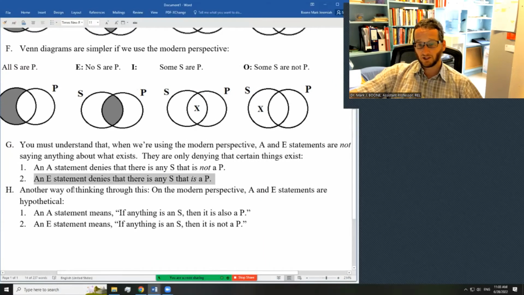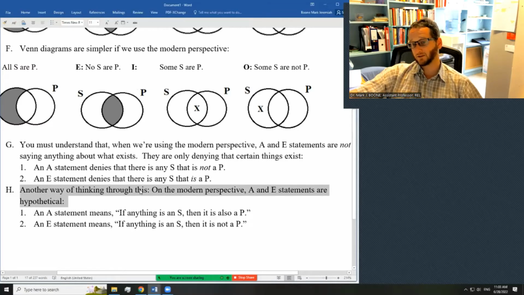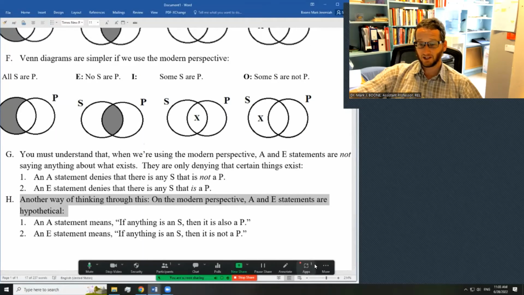Another way of thinking through this, on the modern perspective, A and E statements are hypothetical. An A statement means if anything is an S, then it's also a P. An E statement means if anything is an S, then it's not a P. And that's it. That's all we have in our notes.